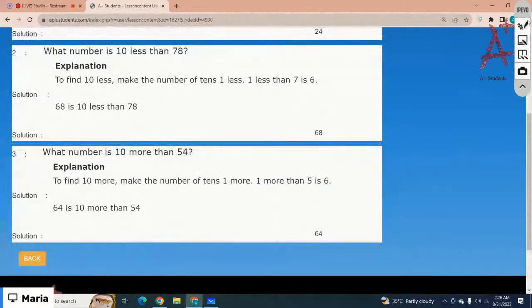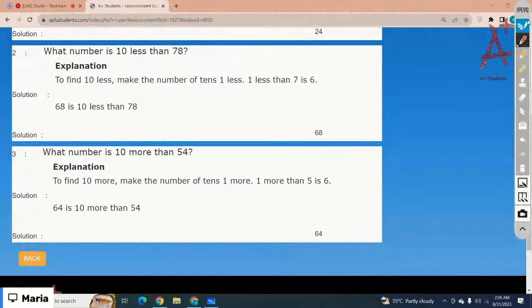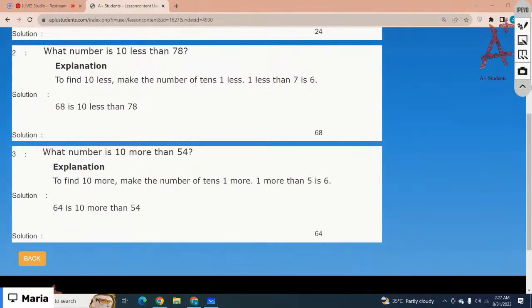Which number is 10 more than 54? 10 more means you have to add 1 to the tens digit, right? 4 is the ones digit, and 5 is the tens digit. So you have to add 1 to the tens digit. 5 plus 1 equals 6, so it would be 64. The correct option is 64. Let's just start with the practice questions.